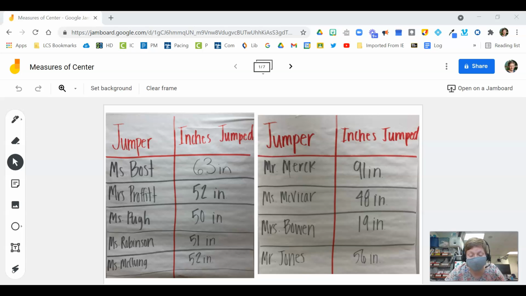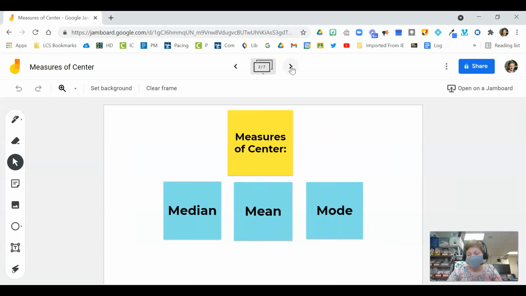All right, maybe you noticed that there was a pretty wide range of how far people jumped. We have a small number like 19 and a big number like 91. You might have also noticed that we have two people that scored the same at 52. Or maybe you noticed that there were a lot of people in the 50s. One of the things that I was wondering is, is there anybody else at RS Payne who can jump farther than 91?